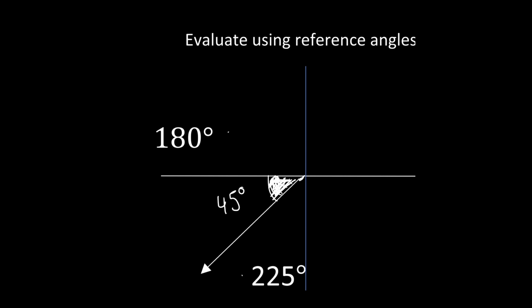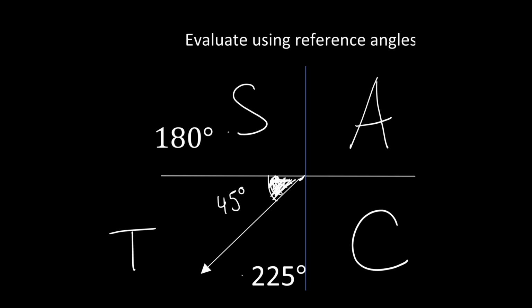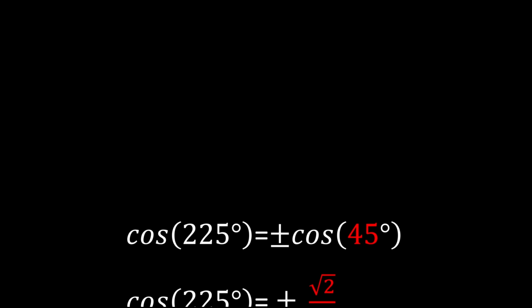And remember how we separate these quadrants. In the first quadrant, all the trig functions are positive. In the second one, only sine is. In the third one, only tangent is positive. And in the fourth one, only cosine is positive. So because we're trying to evaluate cosine of 225 degrees, and tangent is the only trig function that's positive in the third quadrant, then that means cosine must be negative.